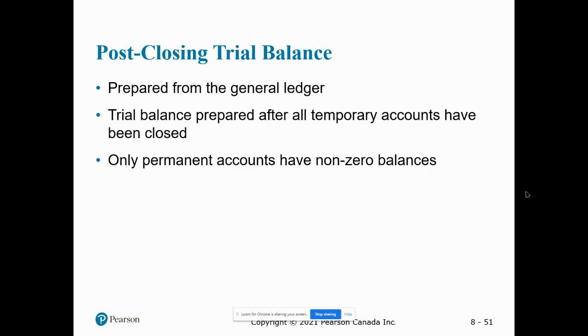Once I've gone through this process, I'm going to take the time to post those entries to the general ledger accounts, and then I'm going to review each of my general ledger account balances and record them into a trial balance. This is what we call the post-closing trial balance. So if I've done all my posting correctly, my assets, my liabilities, and my equity accounts will all have balances in the general ledger. But as I go through the income and the expense accounts, those balances should all be zero. There shouldn't be anything there. So only the permanent accounts, those are the balance sheet accounts, will have non-zero balances.